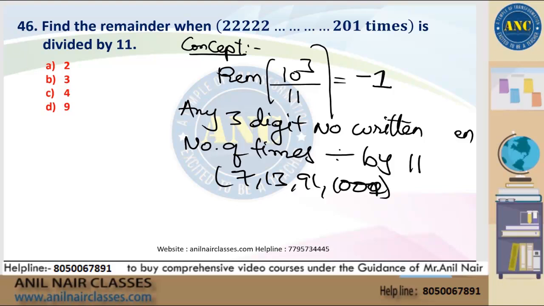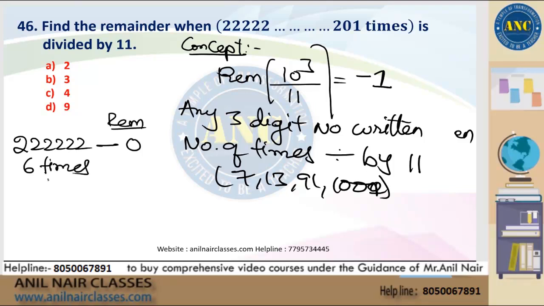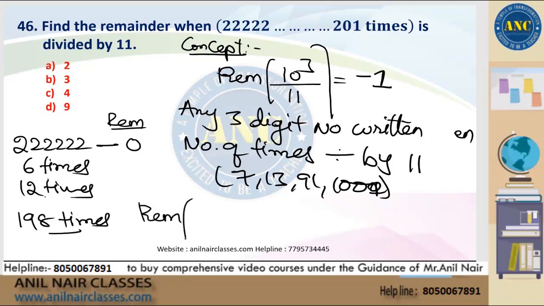So if 2 is written 6 times, the remainder is 0. 6 times it is 0. So how many times will it go? 12 times it is 0. 198 times it is 0. So the remaining 3 2s are left.